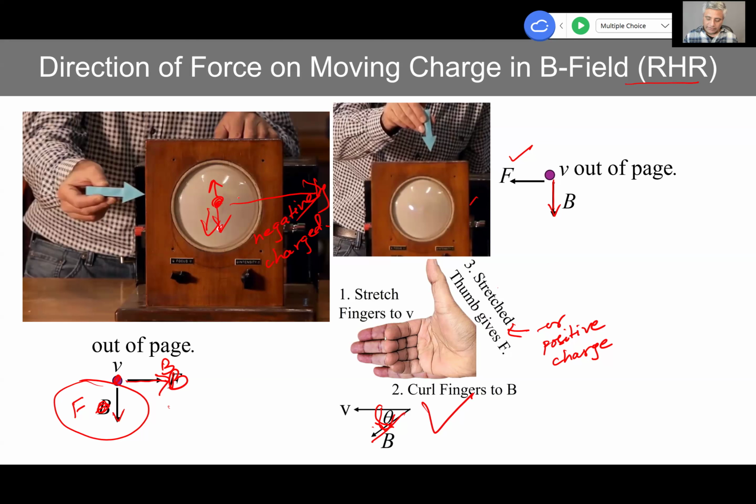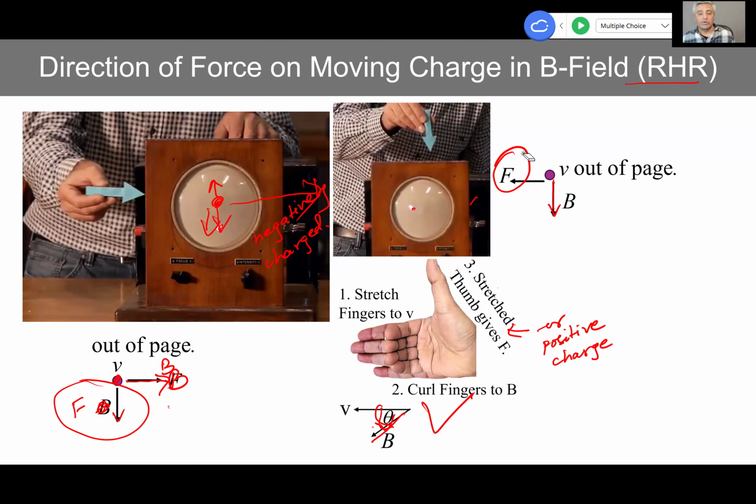So let's try that for this one as well. V is still towards us, right? Now the field is going down, okay? So I need to point this palm down so that I can curl in that direction. Now you see my finger is going to my left. So the thumb is going to my left. That is the direction of force, okay?